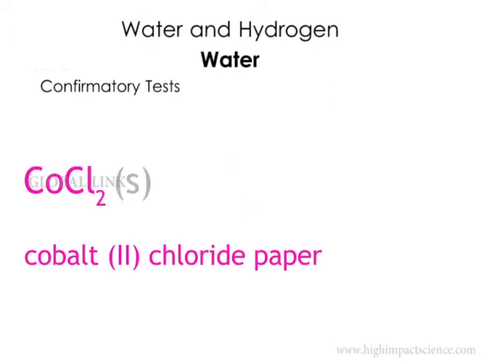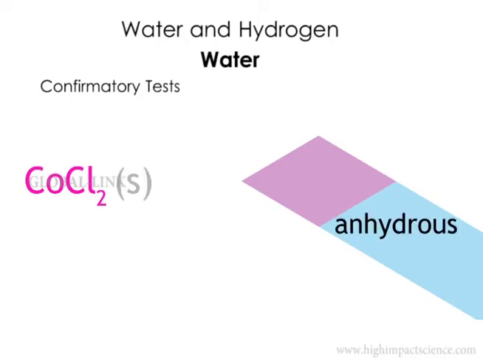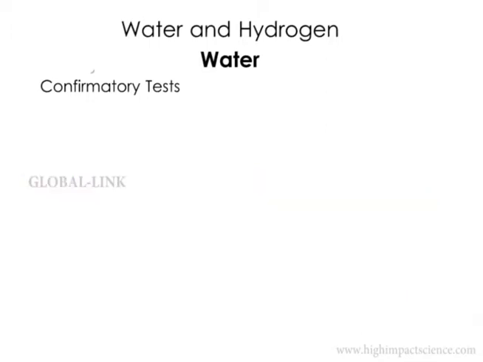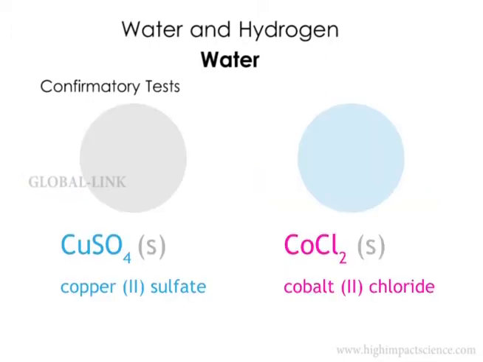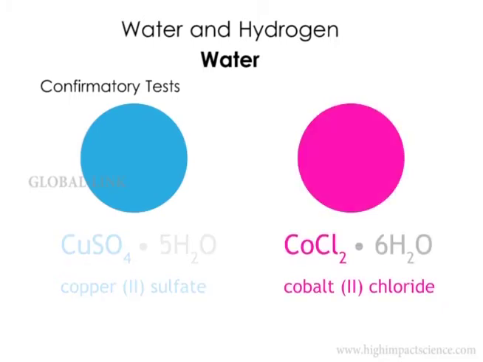Another method is by using cobalt 2 chloride paper, which turns from light blue to pink in the presence of water. The test applies the same concept as in the anhydrous copper 2 sulfate. The anhydrous form of cobalt 2 chloride is light blue, while the hydrated form is pink. In summary, anhydrous copper 2 sulfate and anhydrous cobalt 2 chloride are used to test for the presence of water. The change is from white to blue for copper 2 sulfate and from blue to pink for cobalt 2 chloride.